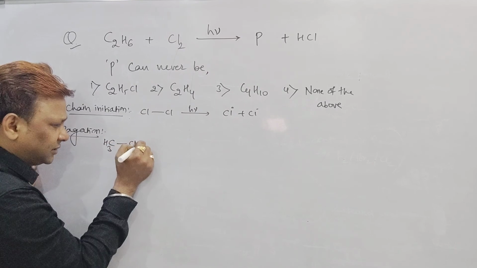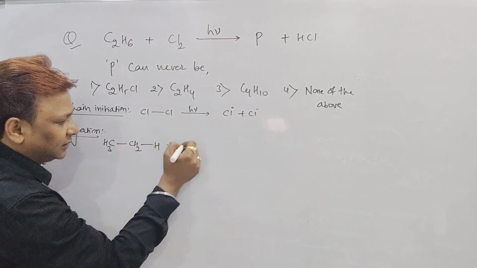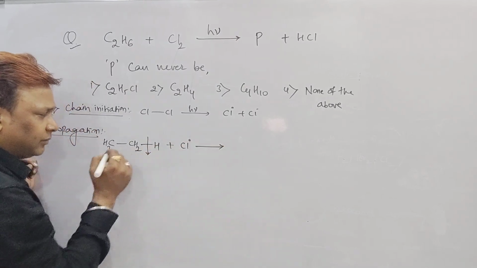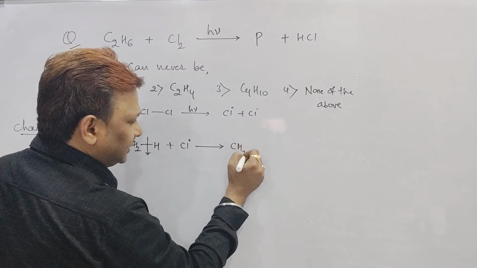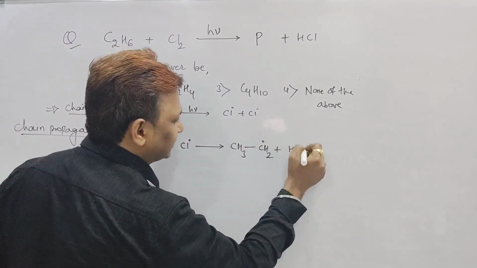CH3 bonded with CH2 bonded with H, CH3. Then beta, the Cl radical will attack over it, but it will form this one. What is that, beta? CH3 CH2 dot, the ethyl radical, and HCl.